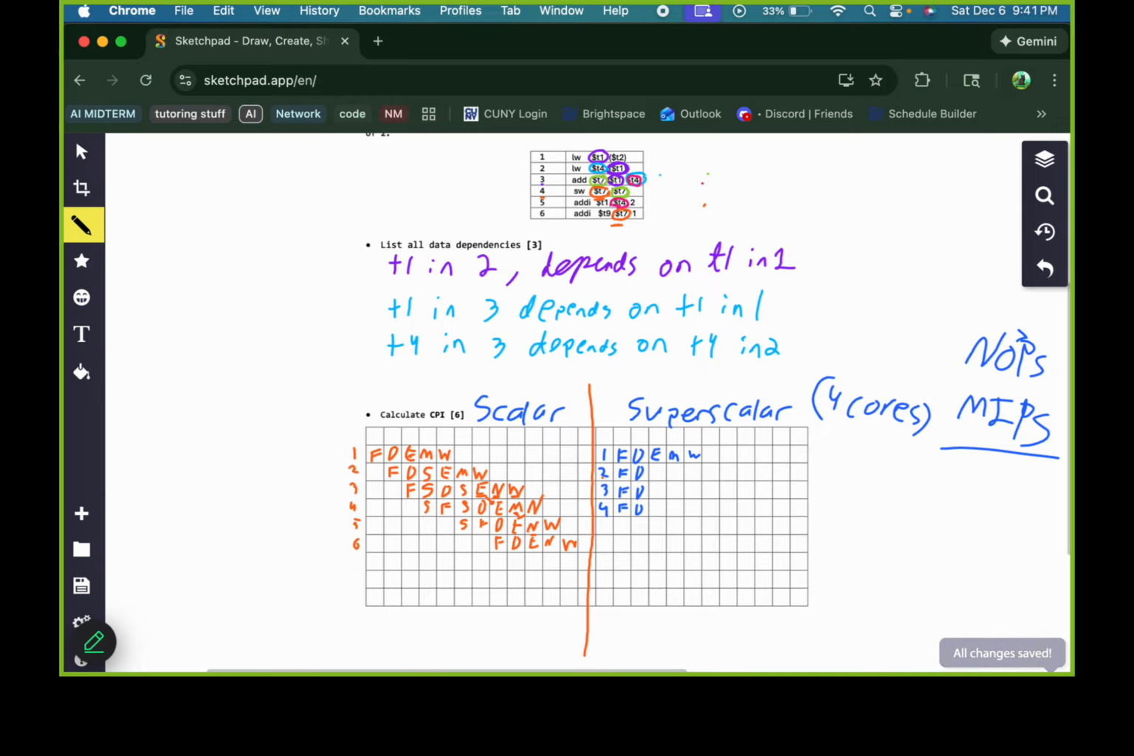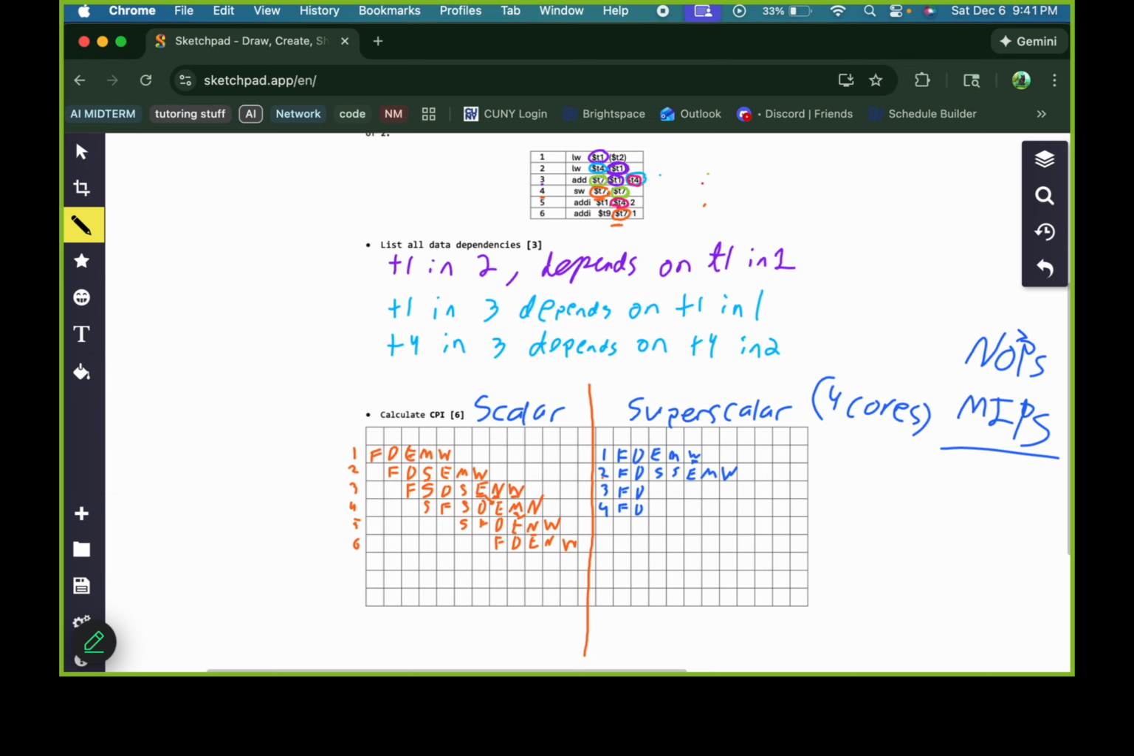All right, number 2. Number 2 now is going to have one data dependency. It's relying on T1. So I know I have to stall until I reach the W, until I have that WE. So now I can do fetch, decode, exec, mem, write back. Okay, move on to 3.